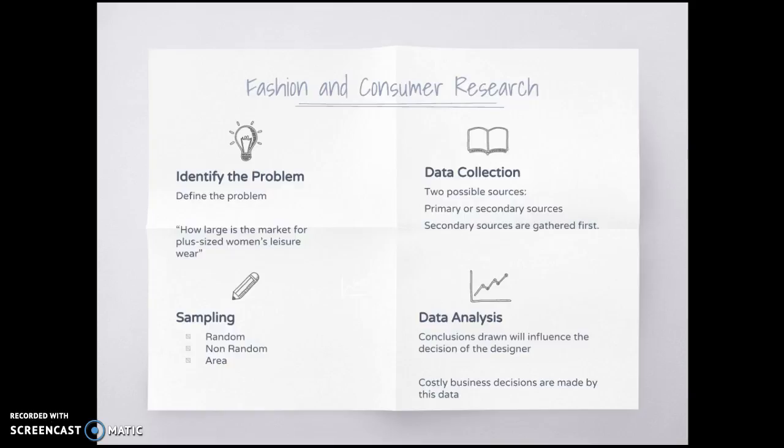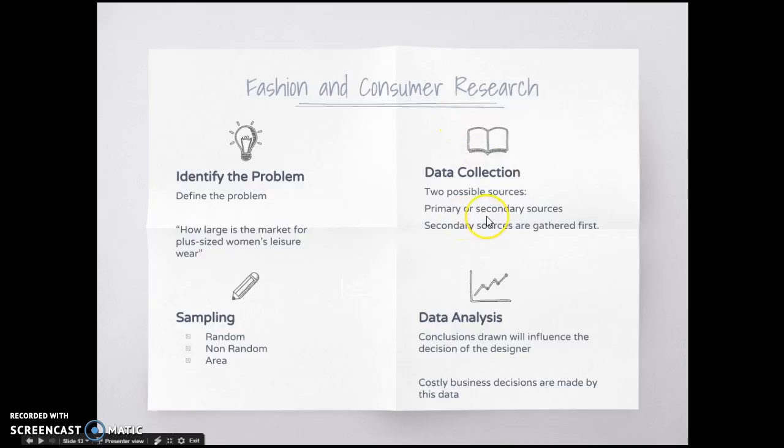So, for example, a designer might wish to expand and consider future manufacturing potential by starting another line. So one of the research questions they might consider is, how large is the market for larger sized women's leisure wear? So that's the first part of the question. The second part of the question might be something as simple as, is the timing appropriate to enter such a market? Or would it be better 5, 6, 7 years down the line? So once a designer has defined their research problem and it's focused, then the project can proceed to the next step. So next we move to data collection.